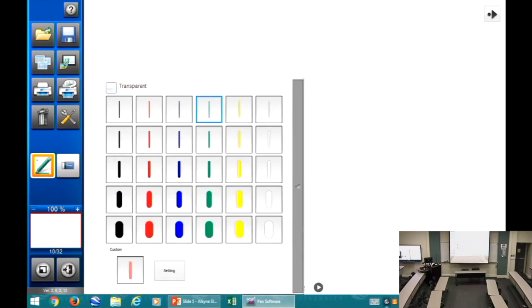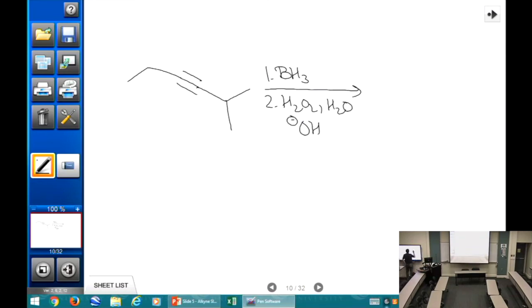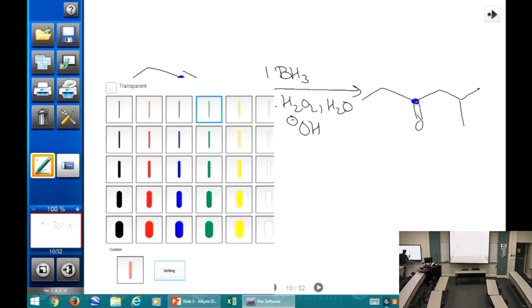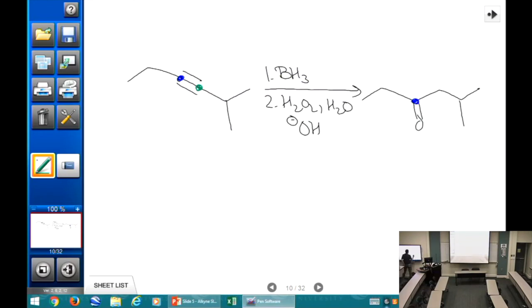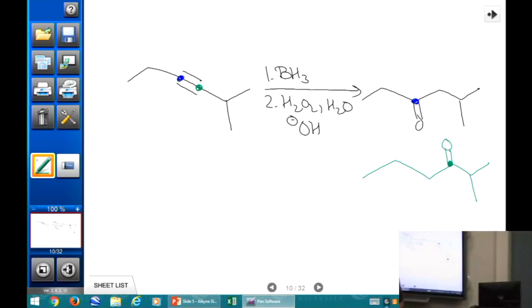If you have an internal alkyne that is asymmetric, so let's say something like this. If I add to the blue carbon, I put the boron on the blue carbon and then put the oxygen there, I get that. If I put it on the green carbon, I will end up making that. So I'll get two different products. So when you have an asymmetric alkyne, hydroboration will lead to two different products.